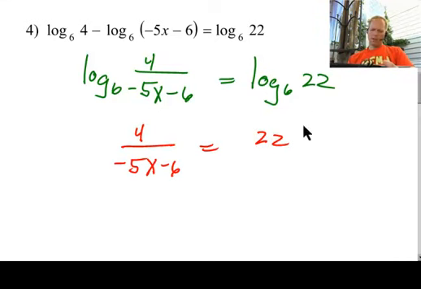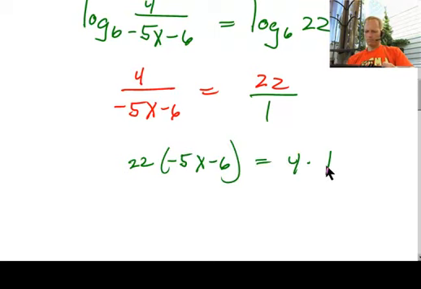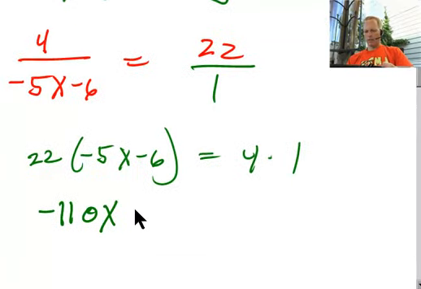Now I have a rational equation that I'm going to solve by turning the right side into a fraction so that I have a proportion and can cross multiply. So I'm going to cross multiply, and now that's going to give me negative 110x minus, let's see, 132 equals 4.